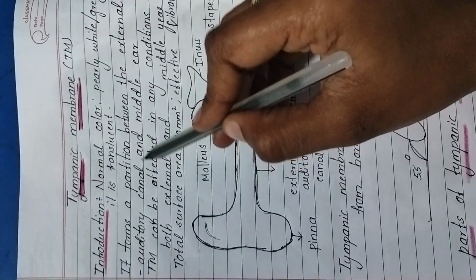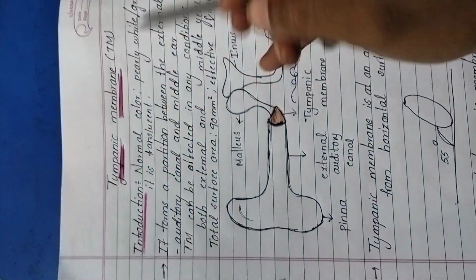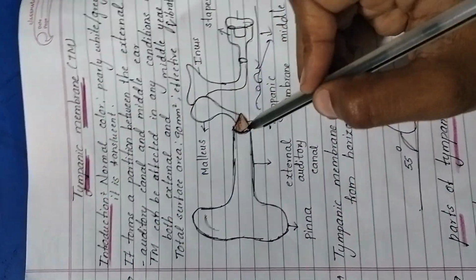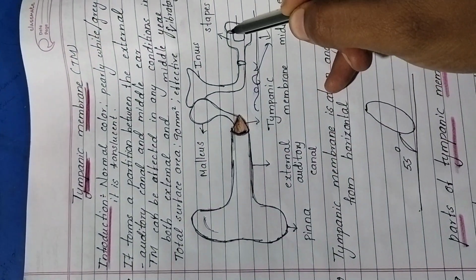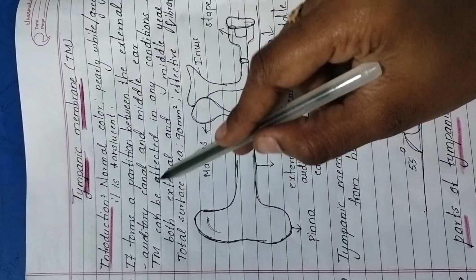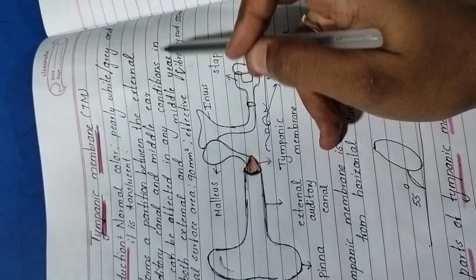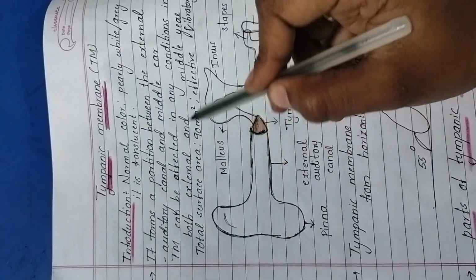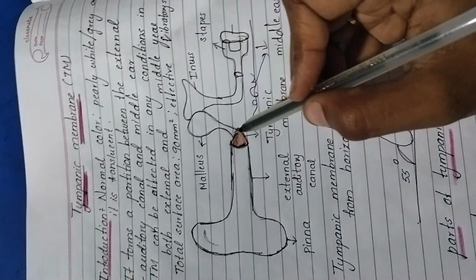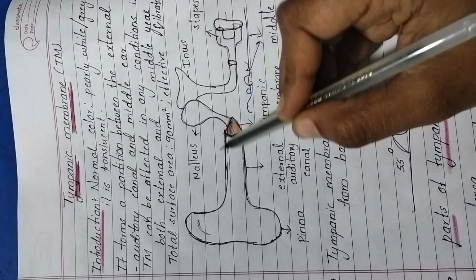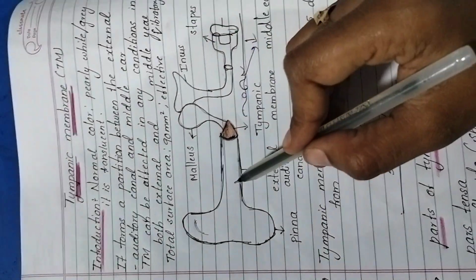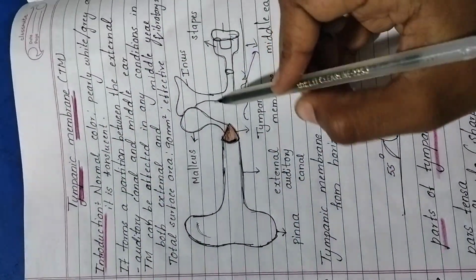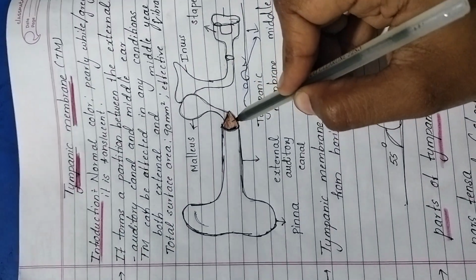It forms a partition between the external auditory canal and the middle ear. See, it is present in between the external auditory canal and the middle ear. Tympanic membrane can be affected in conditions of both the external and middle ear. As this is forming a partition between them, any pathology of the external auditory canal and middle ear can cause damage to this tympanic membrane.